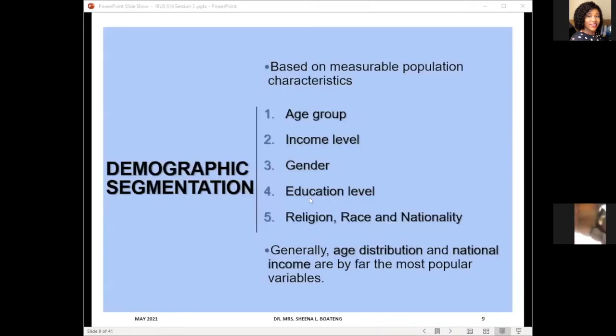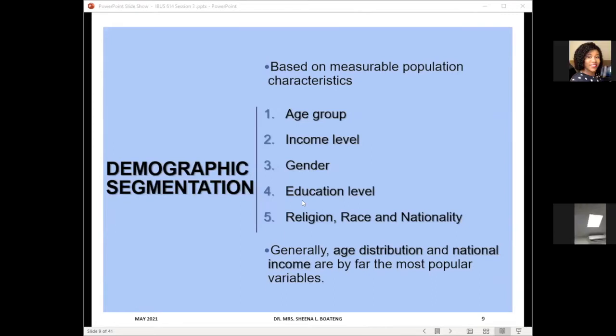Next, we can talk about demographic segmentation. And demographic segmentation, apart from geographic segmentation, is another very simple and common means by which organizations segment markets. So when we talk about demographic segmentation, we are basically looking at measurable population characteristics like age and income. Last week, we discussed income in detail, breaking down the different income classifications. Sarah, please, your hand is up.